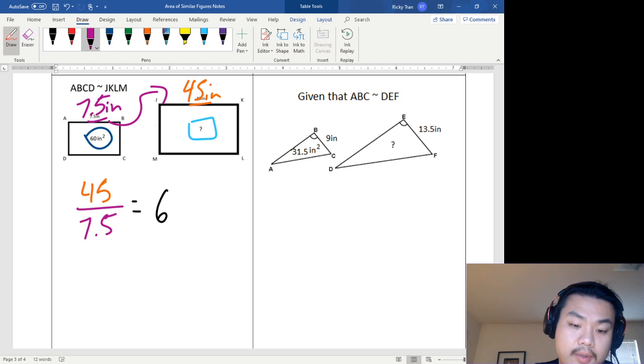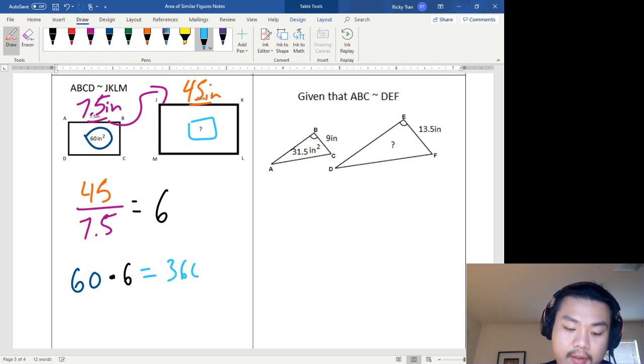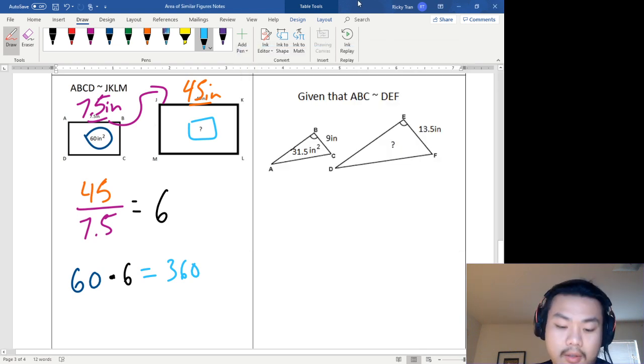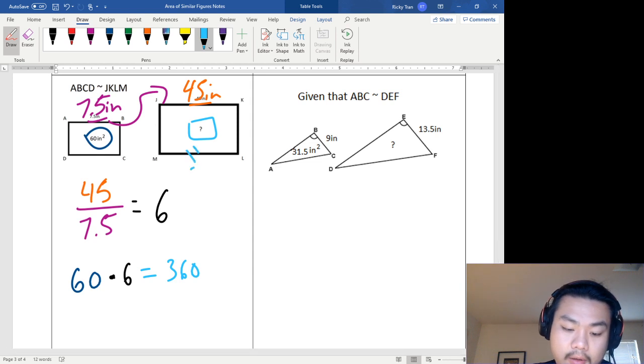And then we're going to take 60 and just multiply by 6. Which actually will give us 360 if I'm doing that correctly. So 60 times 6. Yep. So this is 360 inches squared.